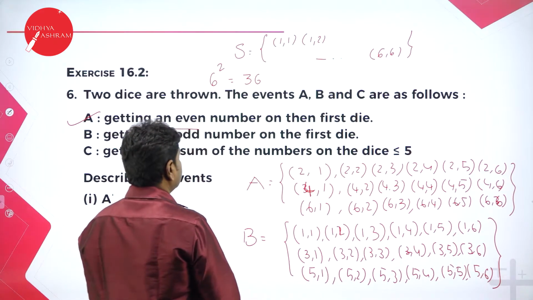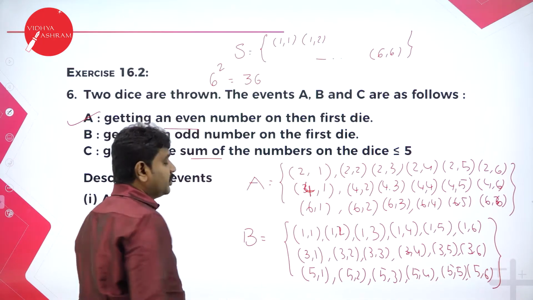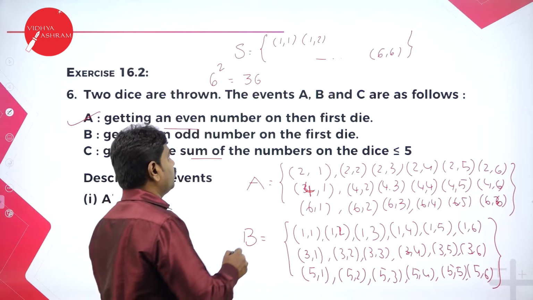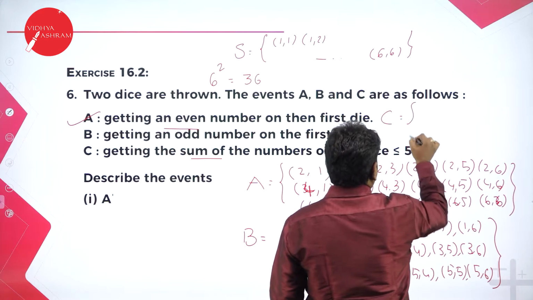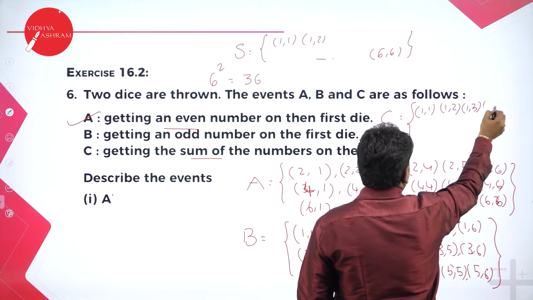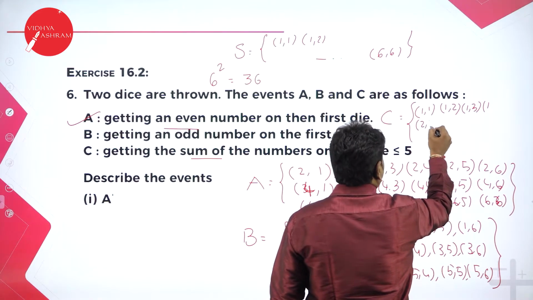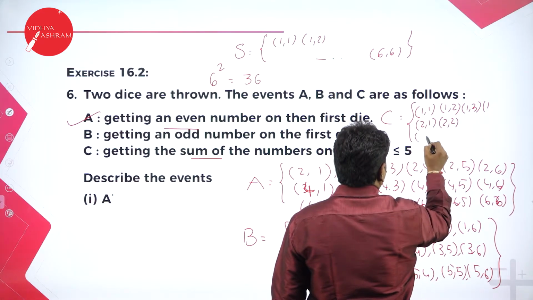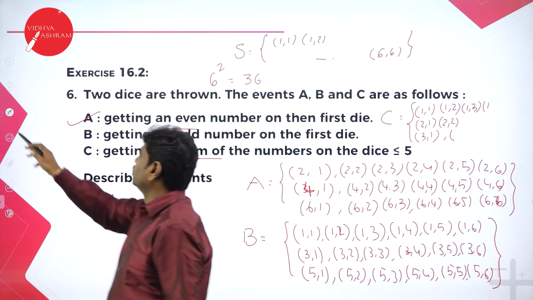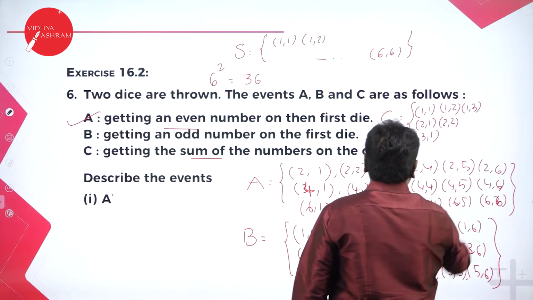Now what is event C? Event C is getting the sum. When you add the pair of numbers obtained after rolling 2 dice, the sum should be less than or equal to 5. So for event C, sum less than or equal to 5, I can take 1,1, I can take 1,2, I can take 1,3, even I can take 1,4. 1,4 becomes equal to 5, so stop it. With 2 I can take only 2,1, 2,2. With 3 I can take 3,1, that's it. With 4 I can't take anything because 4,1 becomes 5. So only limited outputs. So these are the outputs of C.